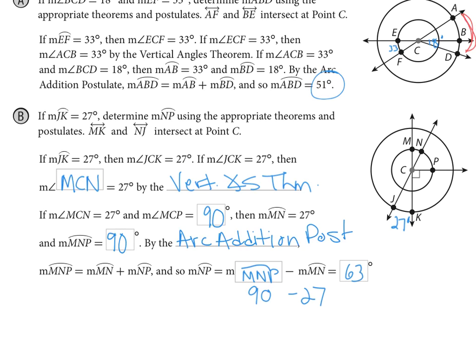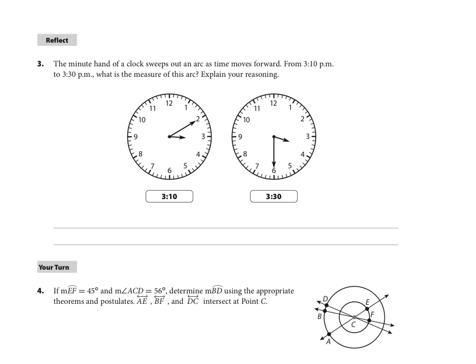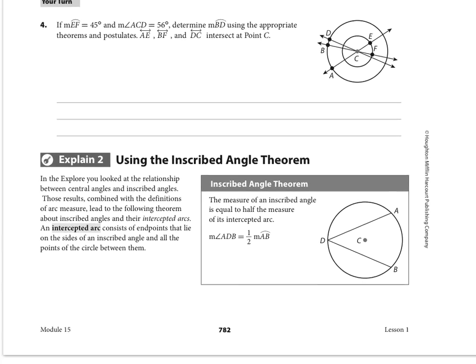On your next page, you want to make sure on this page you're working on your turn number 4 here, using those same exact arc addition postulates and central angles and everything. Make sure you've done your turn number 4 before we start this part. But now we're going to talk about an inscribed angle.